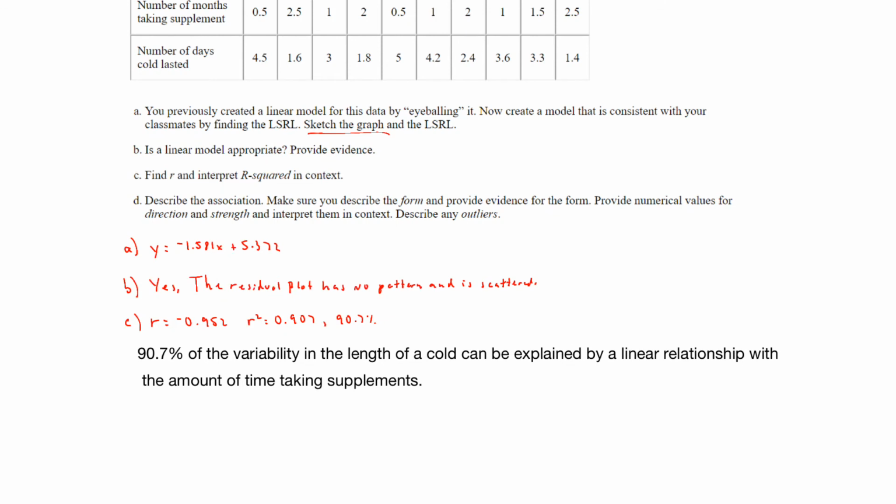And then we have the last question here, D. Describe the association. Make sure you describe the form and provide evidence of, or for the form. Provide numerical values for direction and strength and interpret them in context and describe any outliers.